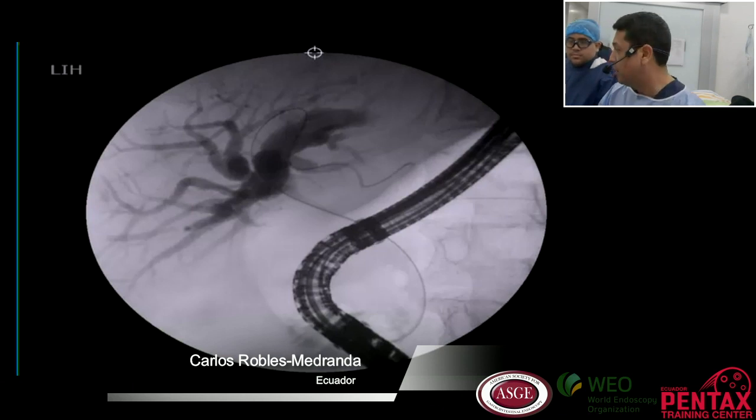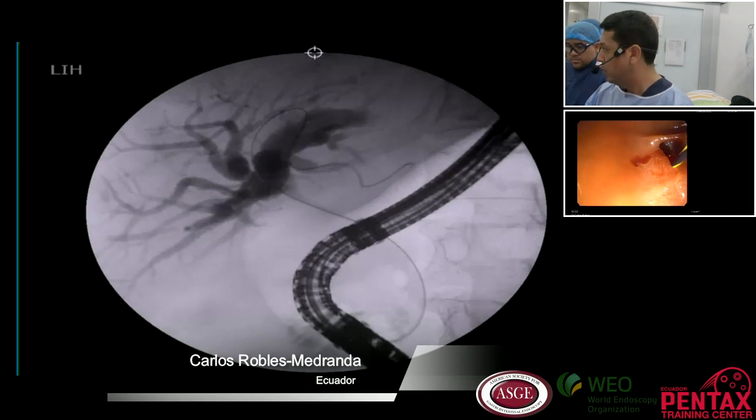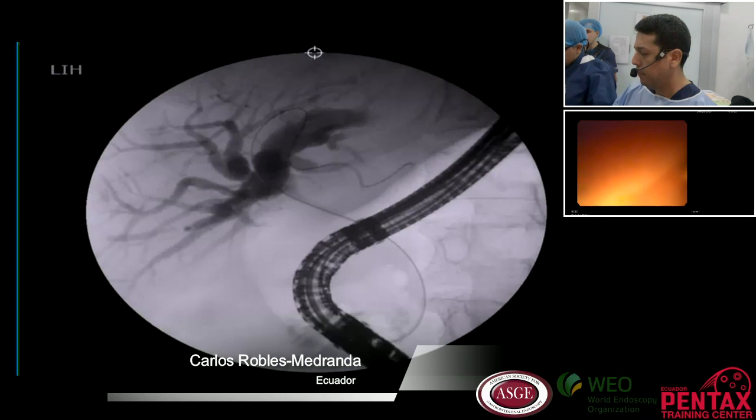Yo creo que son de 12 necesito, ¿no? 12 centímetros. 10 por 12, ok. 10 by 12. Sí, hay que cargar otro aquí. Ok, gracias. Balón. Balón.